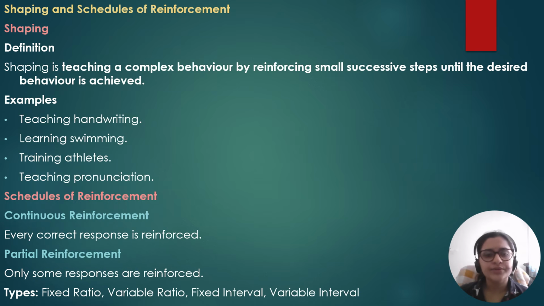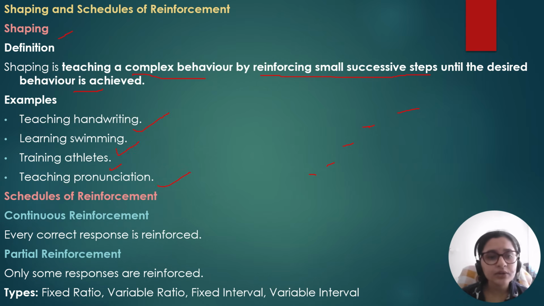Shaping and schedules of reinforcement. What is shaping? Shaping is teaching a complex behavior by reinforcing small successful steps until the behavior is achieved. That means in order to achieve a particular behavior which is complex, we take small steps, not large steps. We take small successive steps, that means immediate steps to reach that particular behavior. Okay, teaching handwriting. Handwriting cannot be taught in a single day. Small successive steps should be taken to achieve that perfect handwriting. Learning swimming, training athletes, teaching pronunciation.